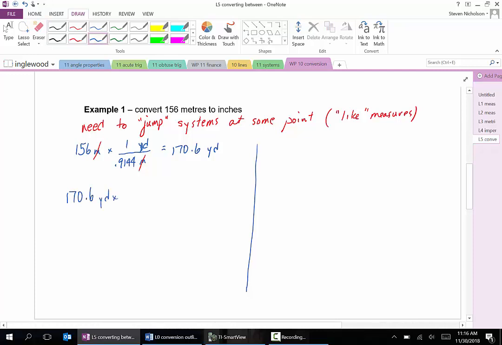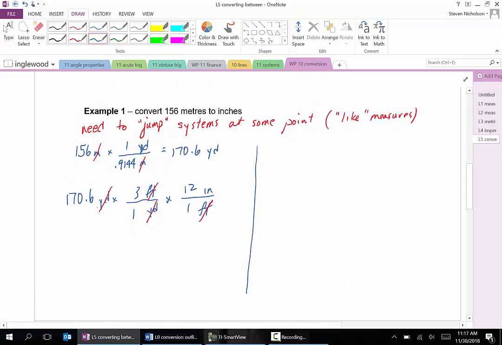So 170.6 yards. I want to get rid of the yards now, and I'm going to go to feet, 3 feet in 1 yard. And again, my yards go away. I don't want feet, I want inches, so I need to get rid of feet. And I do have a relationship where we have 12 inches in 1 foot. And again, when we get out our calculator and do that multiplication, we end up with 6141.7 inches.